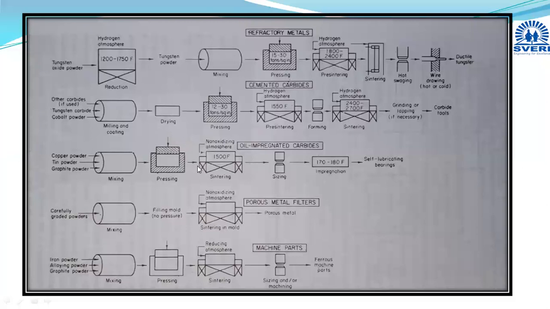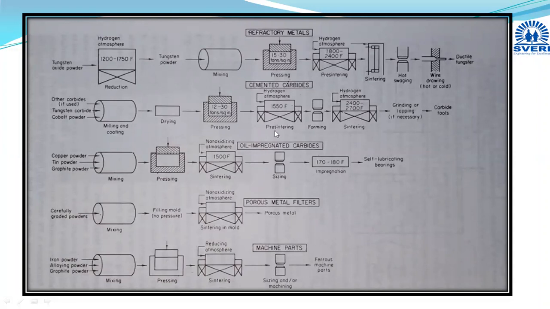Then the next symbol is the symbol for sintering. At the top, you have to mention the environment you are using and the temperature you have used. Different sinterings may be there: pre-sintering, simple sintering operation, and for the cemented carbide cutting tool we have discussed preliminary sintering and final sintering.